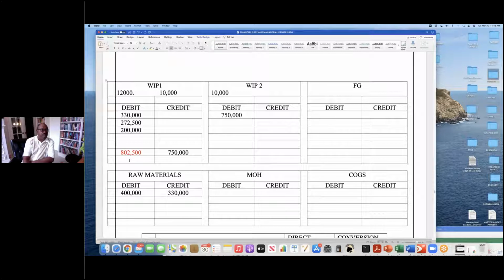So how much is left in work in process? 52,500. So that's what's left in the account.